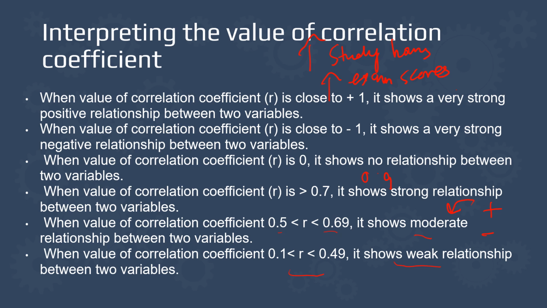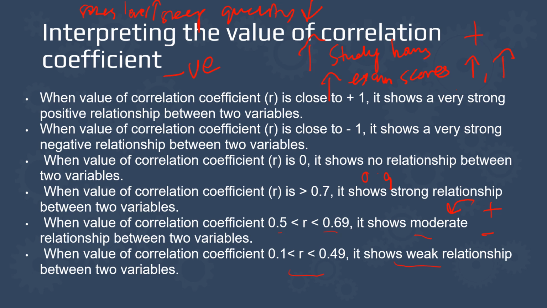In summary, this correlation coefficient tells us the direction and strength of the relationship. The positive sign indicates that the variables move together, meaning when one variable increases, the other variable also increases. But if the value of r is negative, it means they move in opposite directions. For example, sleep quality and stress level. If the stress level increases, the sleep quality will decrease. So this is what I meant.